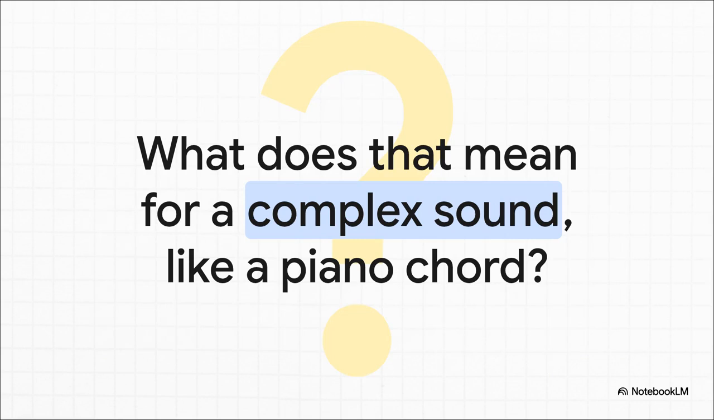Okay, so take a look at this. This wiggly line is the waveform of a C major chord being played on a piano. On the surface, it just looks like a complicated mess, right? But what Fourier was saying is that hidden inside this single, complex line are the simple individual notes that make up that chord. The real question is, how on earth do we pull them out?